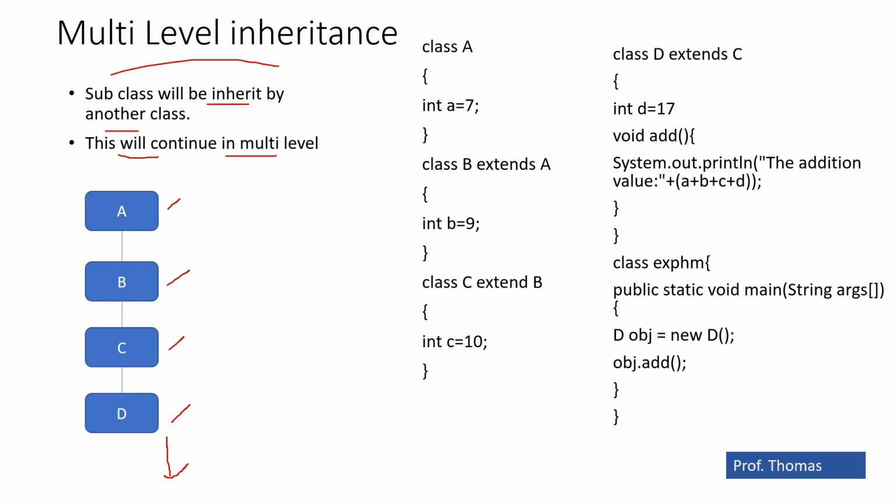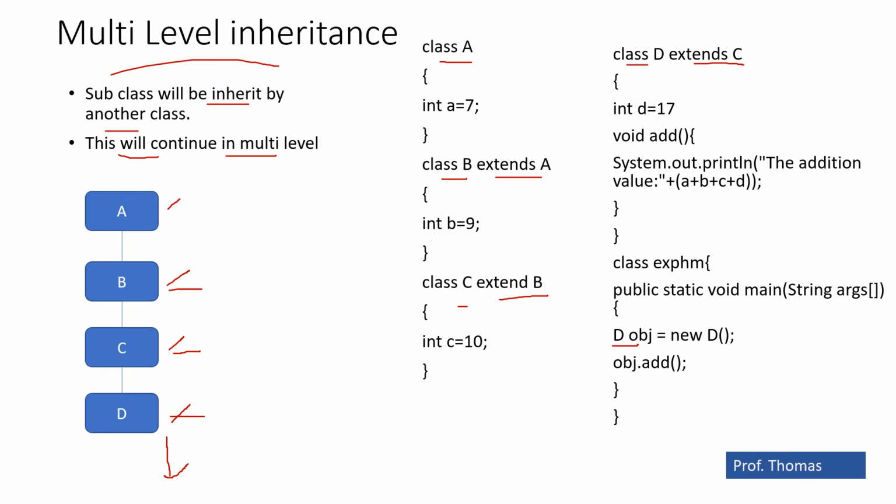For example, class A, class B extends A, class C extends B, and class D extends C. Here we see class A, class B, class C, class D. Class B extends A, class C extends B, and class D extends C.